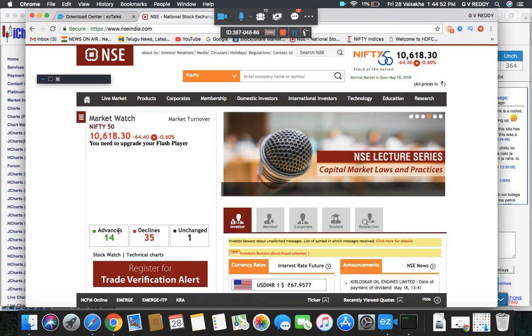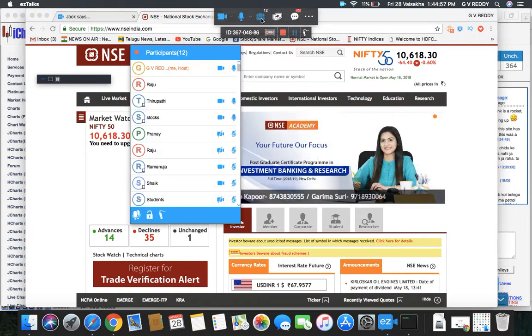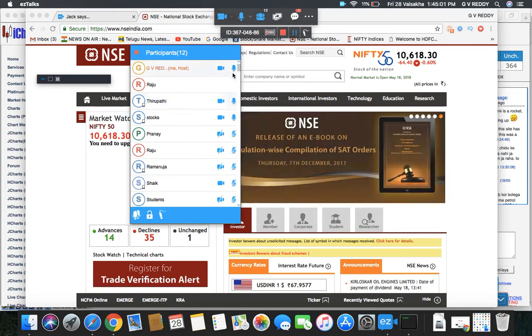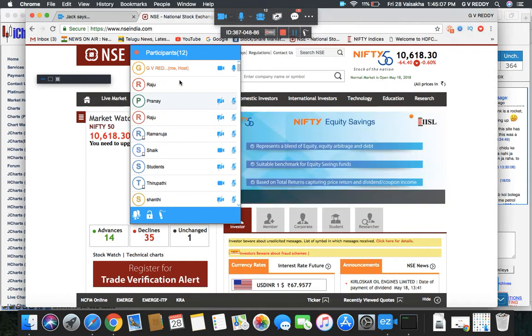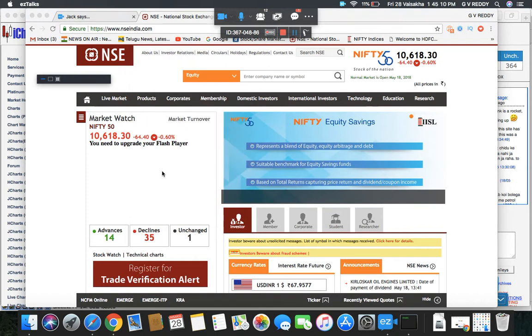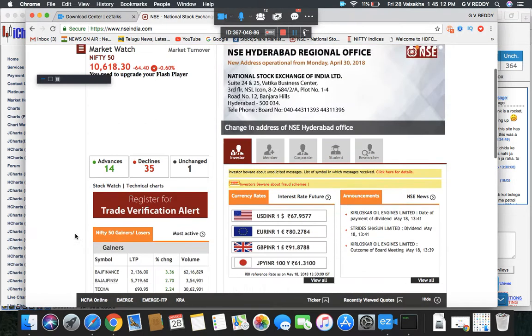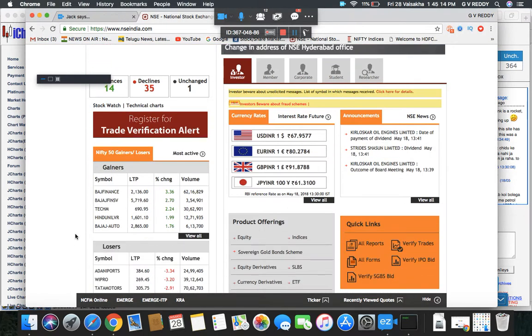We can see that Nifty is down about 65 rupees now. Very important, out of the 50 stocks of Nifty, 35 are not doing well. That is, they are lower than yesterday's closing price, and 14 are higher than yesterday's high low. So this is very interesting. That means the overall situation seems to be very clear that it is negative.